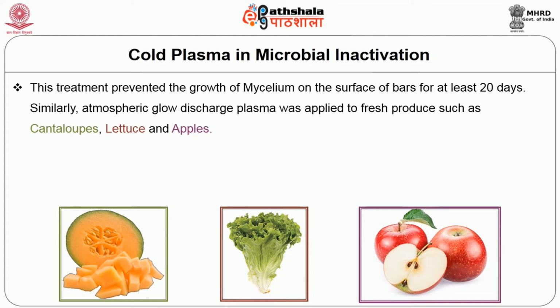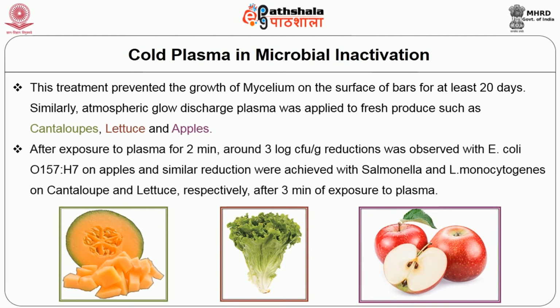Similarly, atmospheric glow discharge plasma was applied to fresh produce such as cantaloupes, lettuce and apples. After exposure to plasma for 2 minutes, around a 3 log CFU per gram reduction was observed with E. coli on apples, and similar reductions were achieved with Salmonella and Listeria monocytogenes on cantaloupe and lettuce respectively after 3 minutes of exposure to plasma.